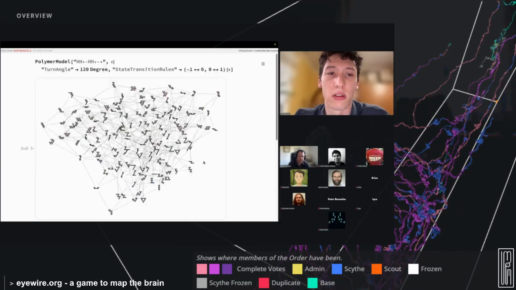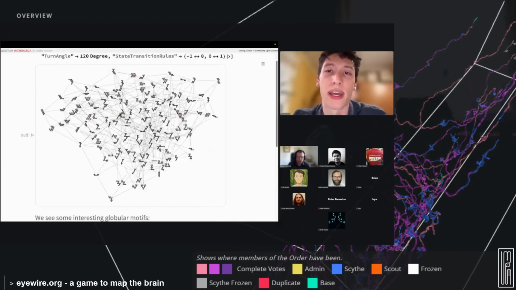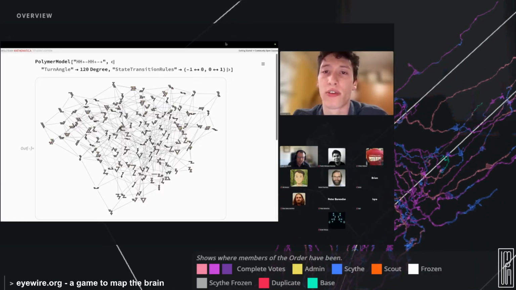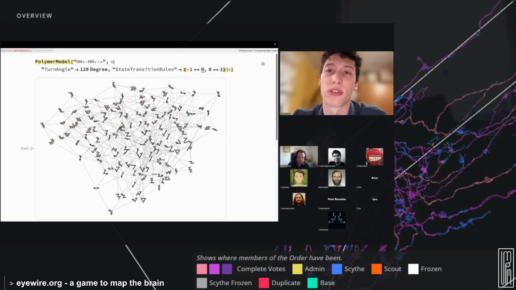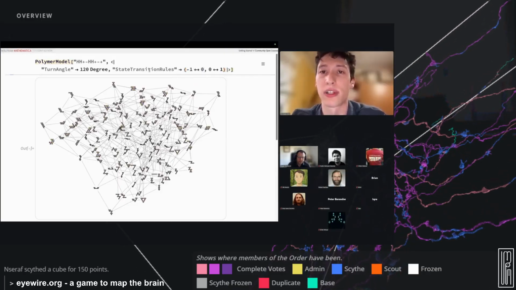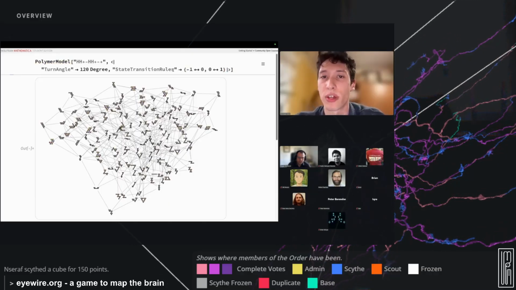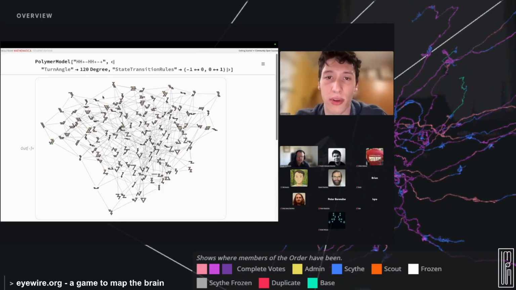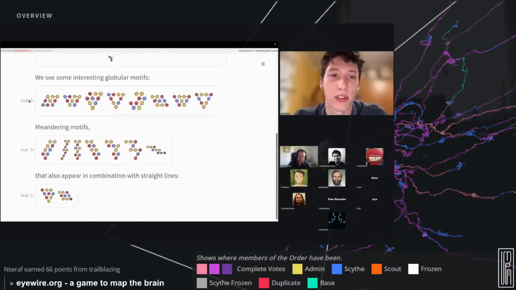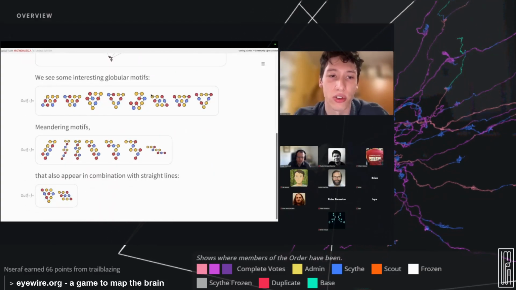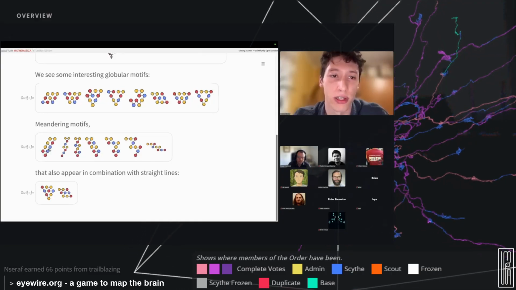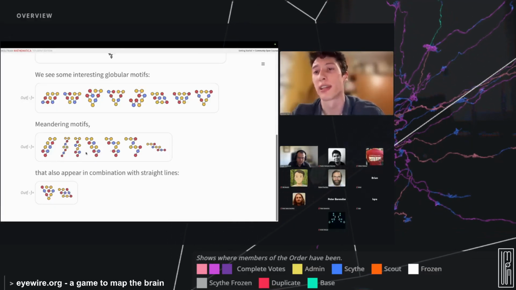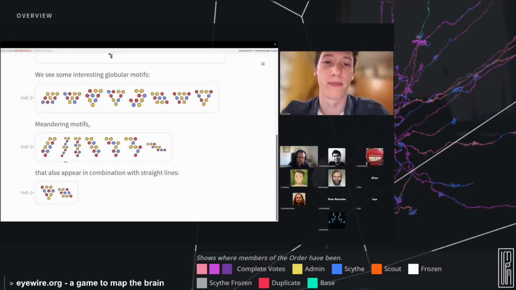But then we can look at the 120-degree case. Here now also with the straight arrangements allowed. These are the same state transition rules that we saw with the 90-degree case earlier, only that it's 120 degrees now, right? And again, we see different kinds of structures, and now we also get these repetitive motifs, which are like secondary structure, so to say.